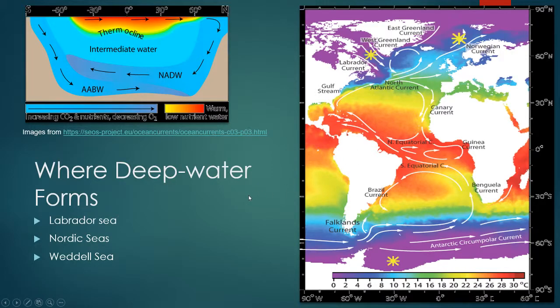To begin, I'd like to discuss where deep water formation occurs and why it occurs. So, in the Northern Atlantic, deep water formation mainly occurs in the Nordic Seas and the Labrador Sea. In the Southern Atlantic Ocean, it occurs mostly in the Weddell Sea.